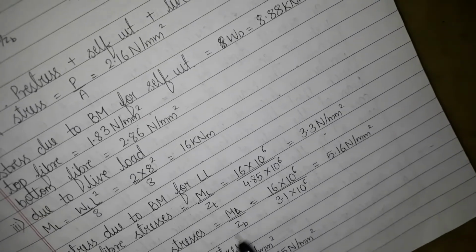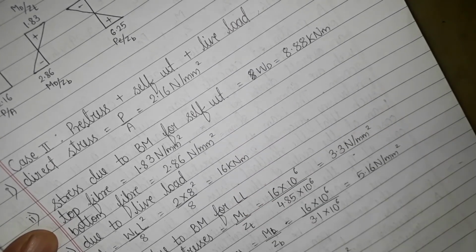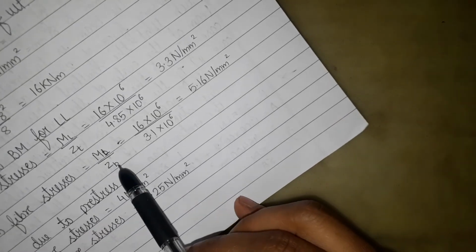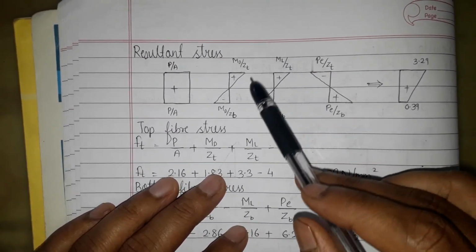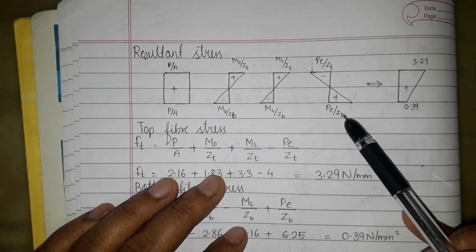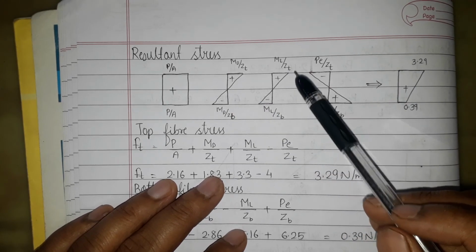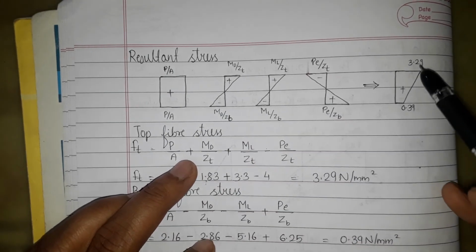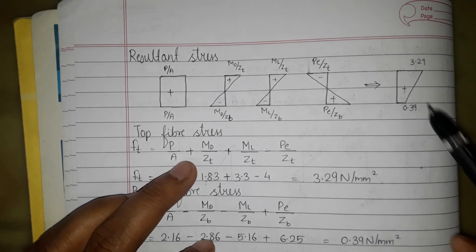If you go for the second case, the only addition is due to live load. So we have to add ML by ZT and ML by ZB. You can see here it is calculated, ML by ZT, ML by ZB. So when I go here, you can see there is one more addition. This is because of dead load, this is because of direct stress, this is because of the prestressing force, and one more addition, that is due to ML by ZT and ZB. If I add all together and draw the final stress distribution diagram, there is a change here: 3.29 minus 0.